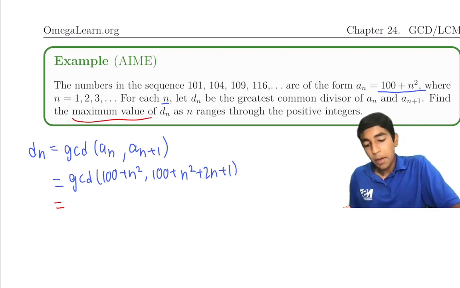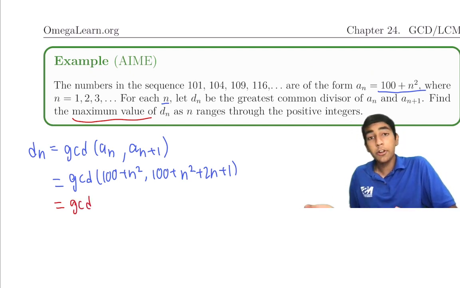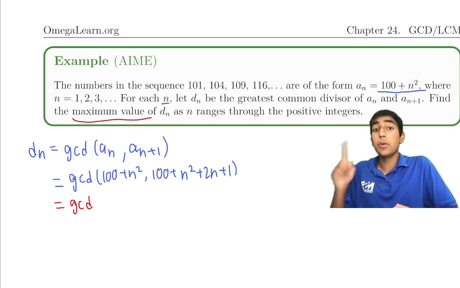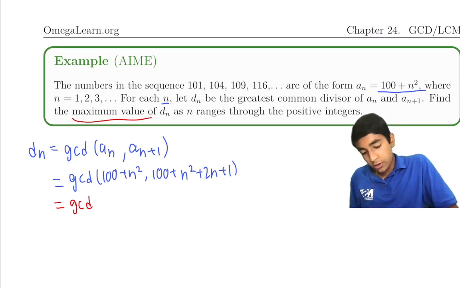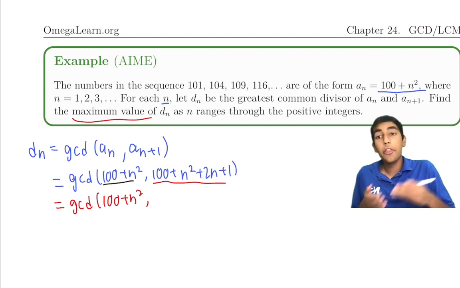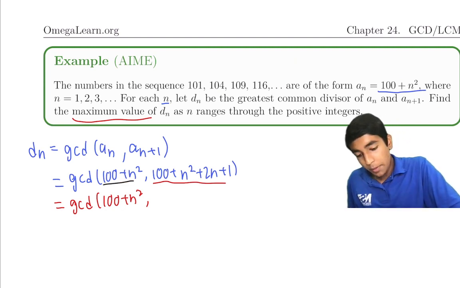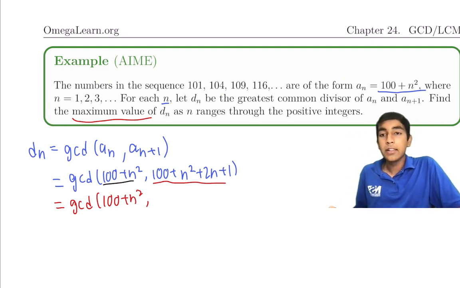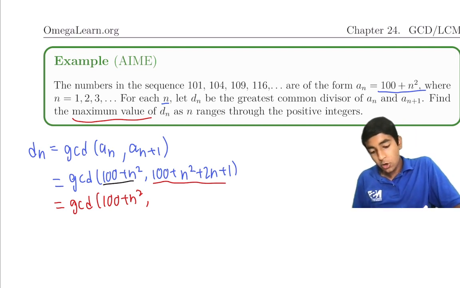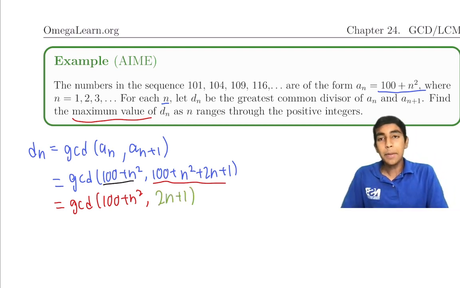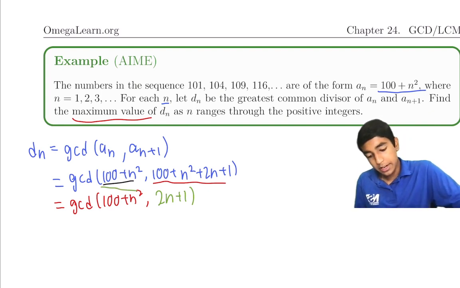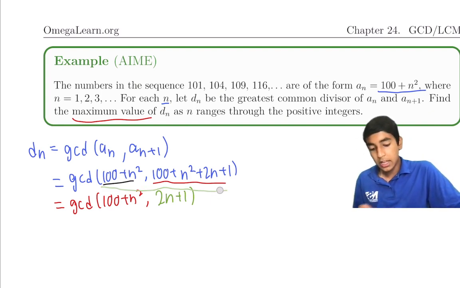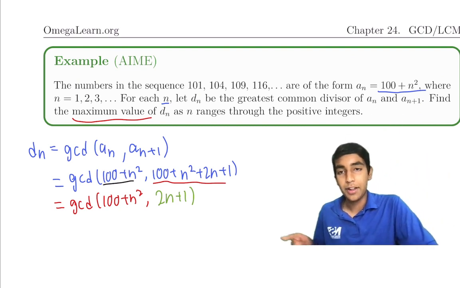So what we're going to do is, by the Euclidean algorithm, we subtract any multiple of the smaller number, it could be 1, from the larger number. So GCD of 100 plus n squared, the smaller number, and you take the other number minus any number of multiples of this to get what the other term will be in our GCD. So what we can say is that this is 100 plus n squared plus 2n plus 1 minus (100 plus n squared). So that leaves 2n plus 1. So that means that this expression here, by the Euclidean algorithm, is just GCD of 100 plus n squared, comma, 2n plus 1, as you can see over there.